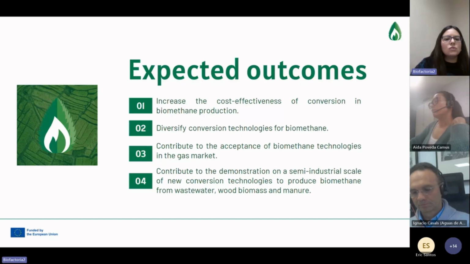And last is to contribute to demonstrate at semi-industrial scale new conversion technologies to produce biomethane from wastewater, from wood biomass, and from manure.